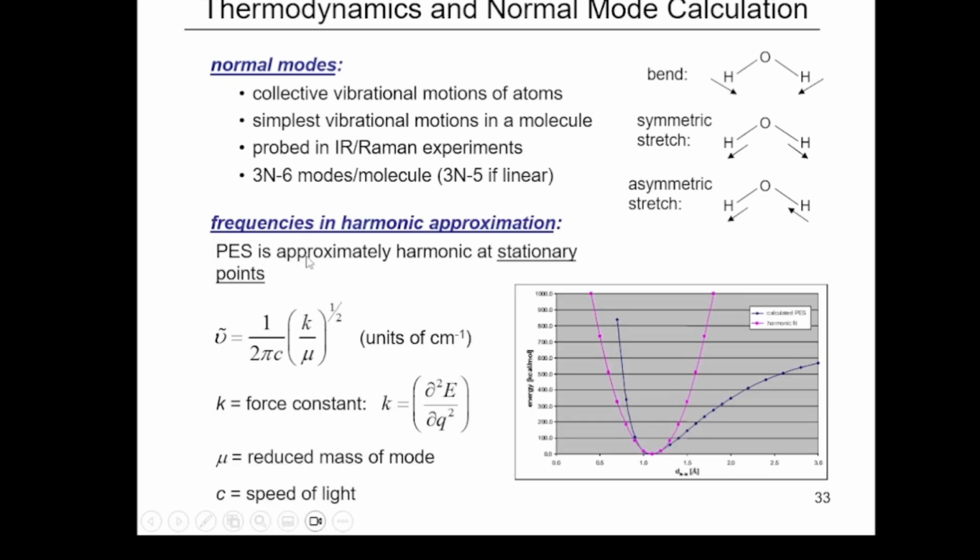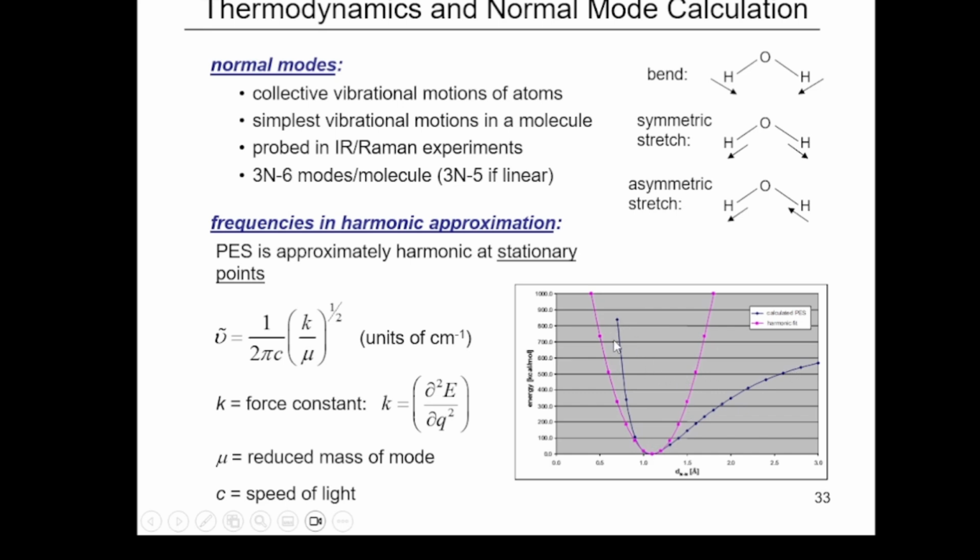The potential energy surface is approximately harmonic at a stationary point. You can see here it is approximately harmonic in this region close to the stationary point, and it becomes anharmonic at the sides. For example, if you move away from the stationary point or a minimum, then the potential energy surface starts becoming anharmonic. For example, the pink color is the harmonic model, whereas the blue one is anharmonic.